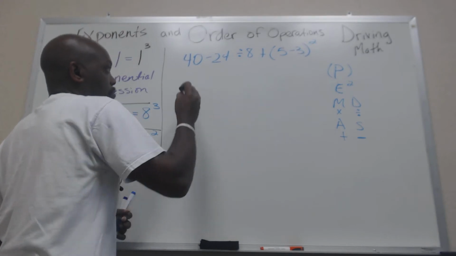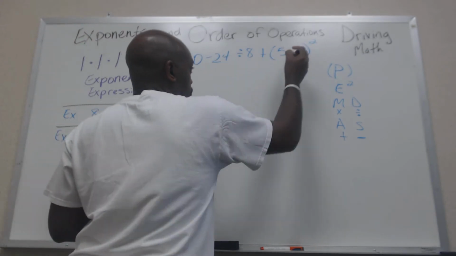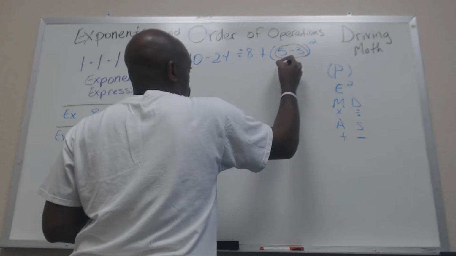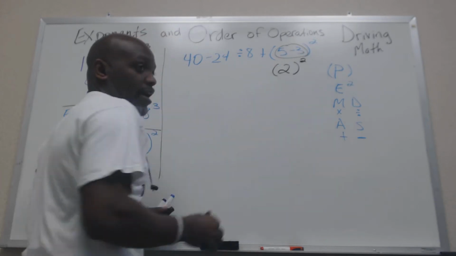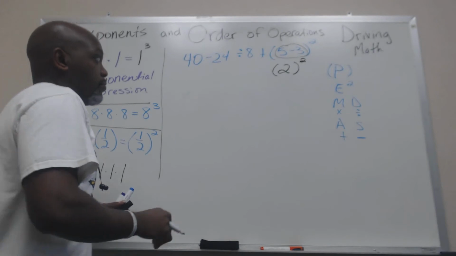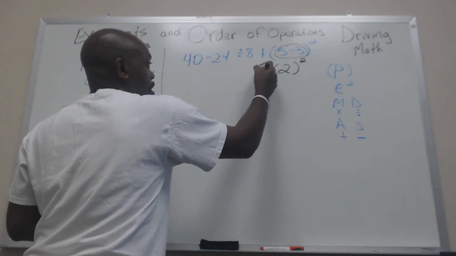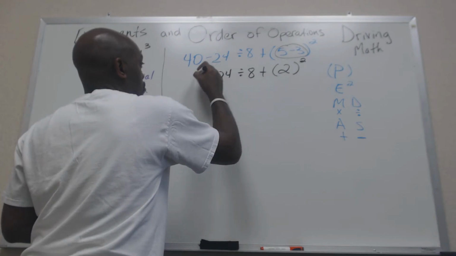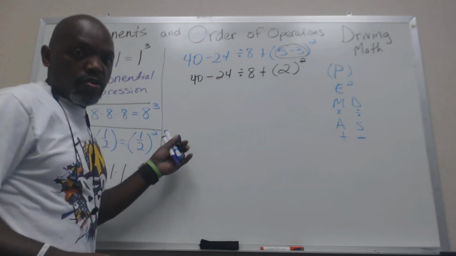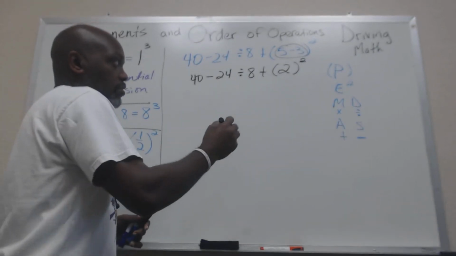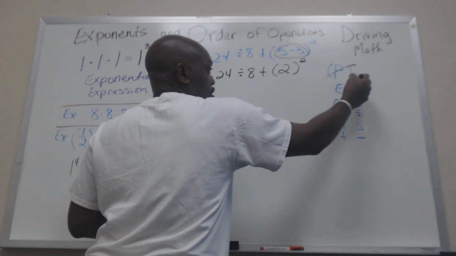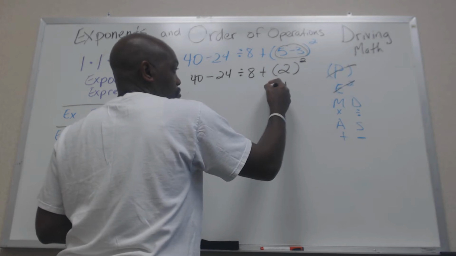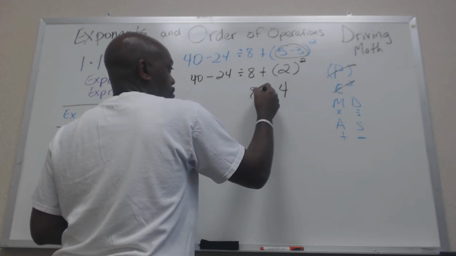All right, so we're going to solve parentheses first. That gives us 2. So we have 2 to the 2nd power. And we rewrite the problem. Now we start over as if we're solving a new problem. What's next? Next to solve is exponents. 2 to the 2nd power is 2 times 2, which is 4. We rewrite the problem.